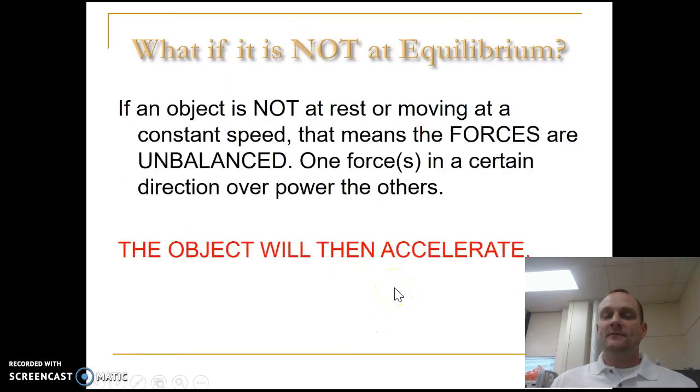Well, what if the object is not in equilibrium? So what if it is accelerating, right? Newton's first law only applies at constant speed or at rest. That's where the forces cancel and I have no acceleration. Well, if it is accelerating, if I do have these unbalanced forces, that's when we're going to need Newton's second law. So we'll talk about that in the next video.